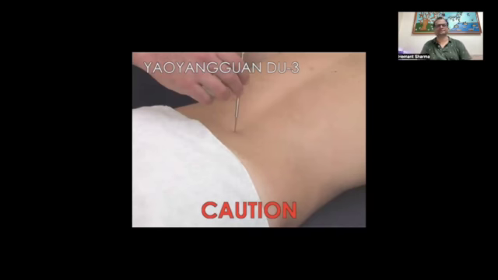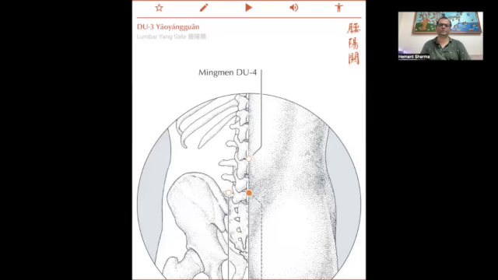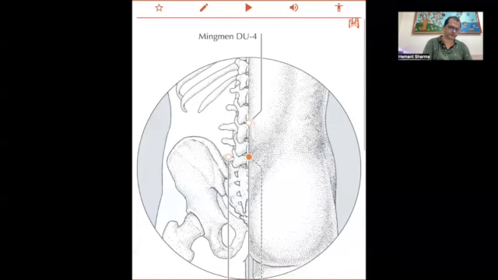But anyway, we have to search the point very properly. Here we can see in this image.